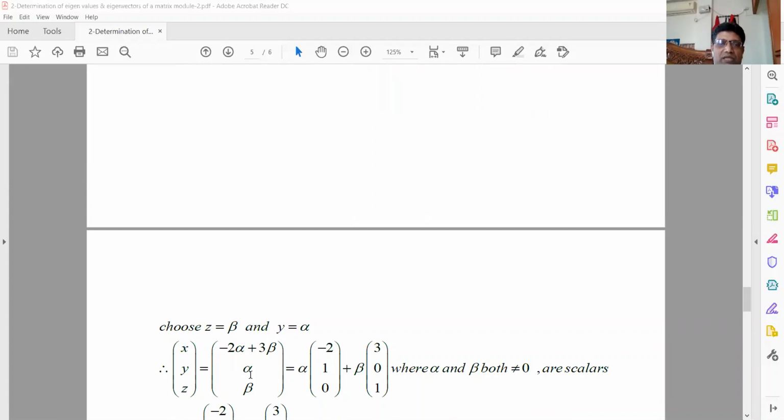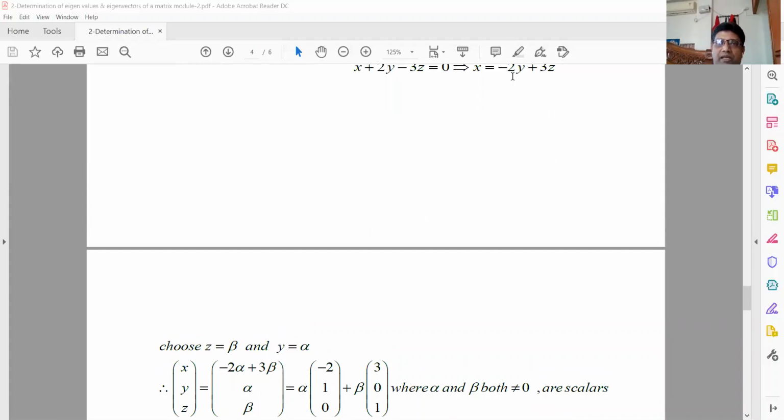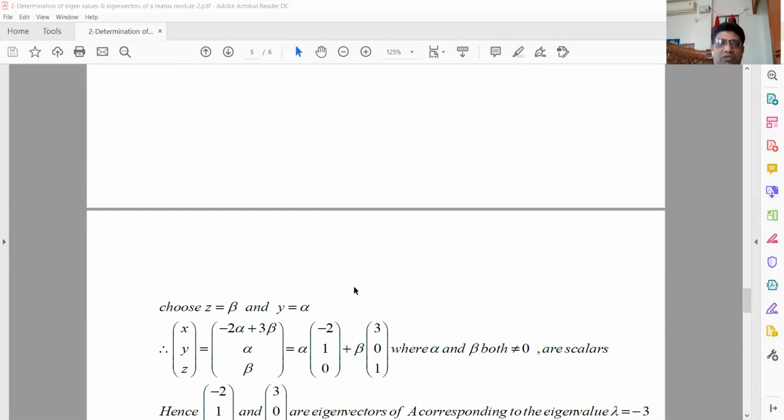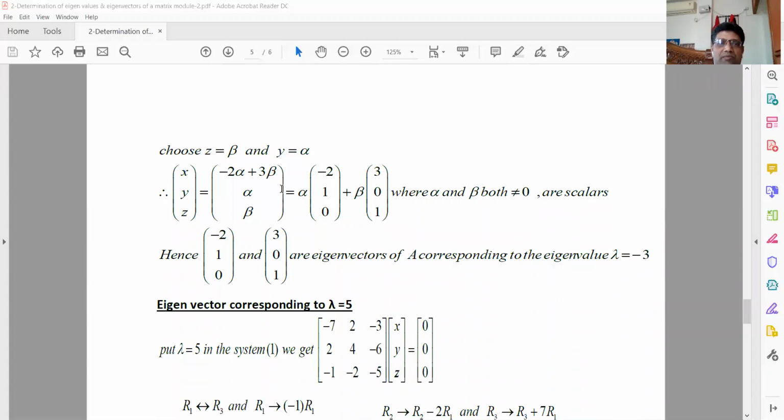If I substitute y is alpha and z equals beta here, I will get x equals minus 2 alpha plus 3 beta. First I am taking out alpha. If I take it out, I will get alpha times (minus 2, 1, 0) plus beta times (3, 0, 1), so I can write this as a linear combination of two vectors. Here alpha and beta are not both equal to 0 simultaneously. If they are both 0, you will get a zero eigenvector, which is not possible.